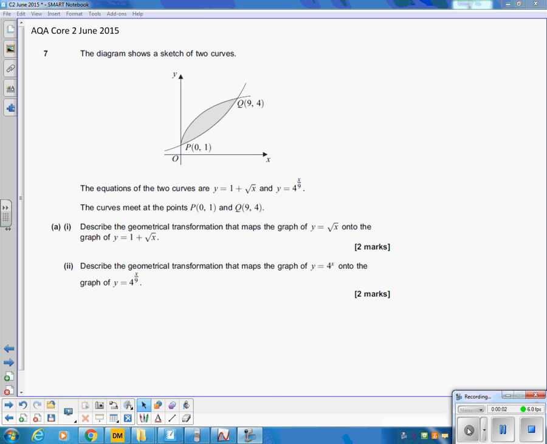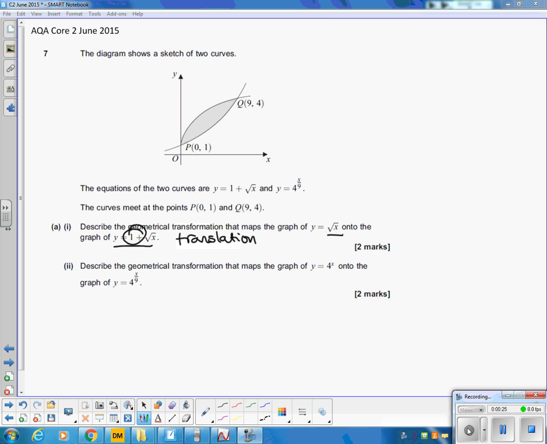Okay, question 7, we've got a picture of two curves, and it starts off just by asking us about our transformations, which you need to learn. So, part 1, we're going from y equals square root of x to y equals 1 plus square root of x. So we've got a plus 1 here, so that's going to be a translation.